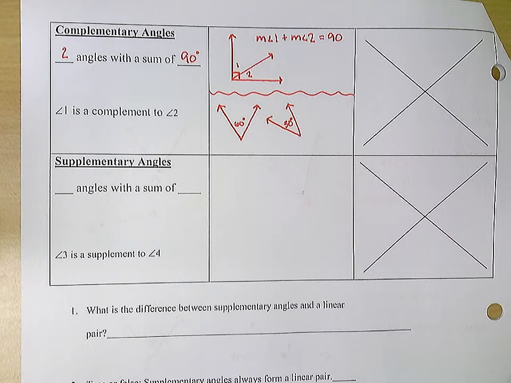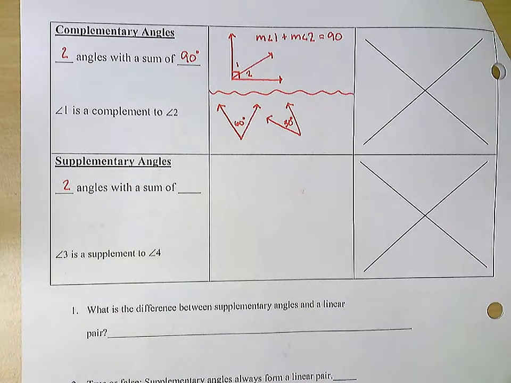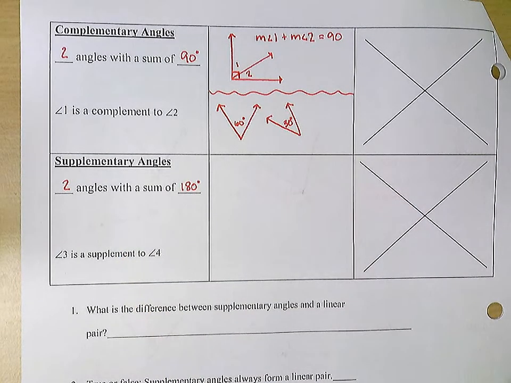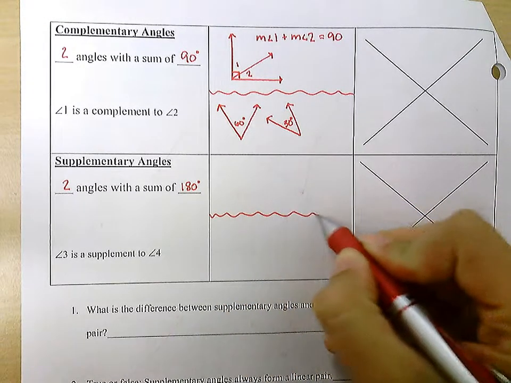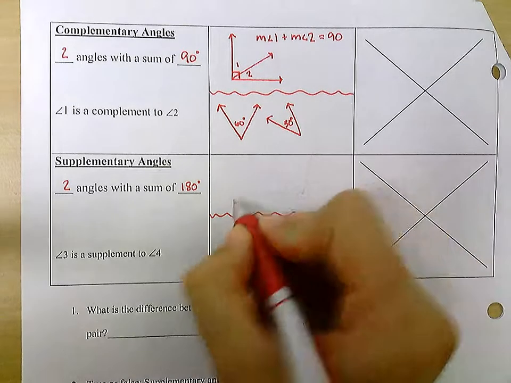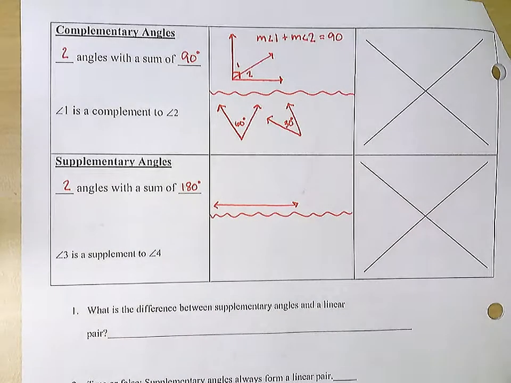All right, next is supplementary. Okay, supplementary, we have two angles that sum to 180 degrees. So again, we don't have a non-example of this, but I will show you again two examples, just like we did last time. So first example is if they are adjacent. Okay, so that means they're going to form a line, because if they're adjacent and they add to 180, they have to form a line.